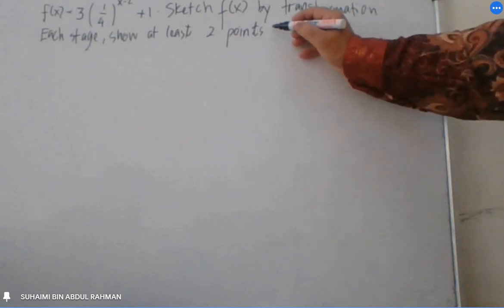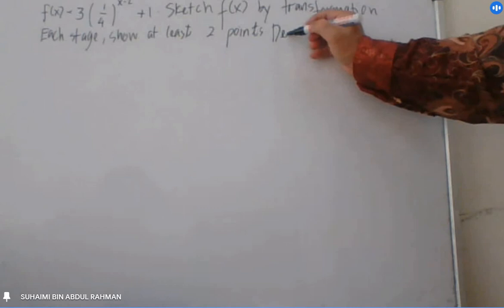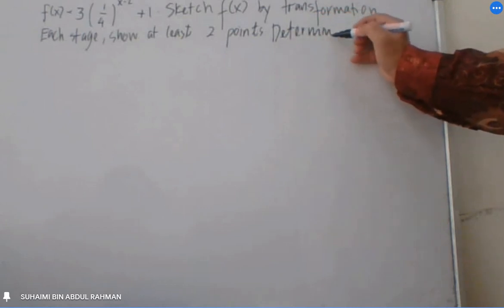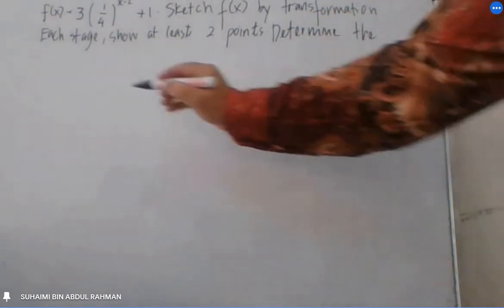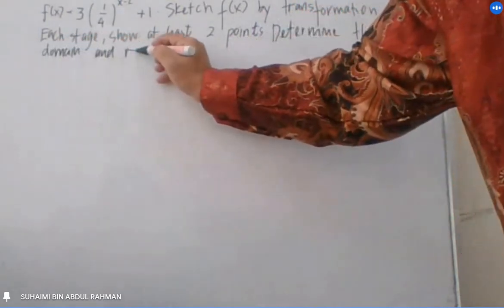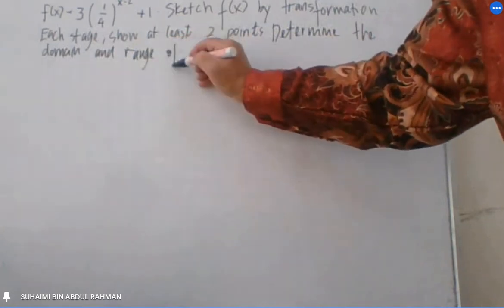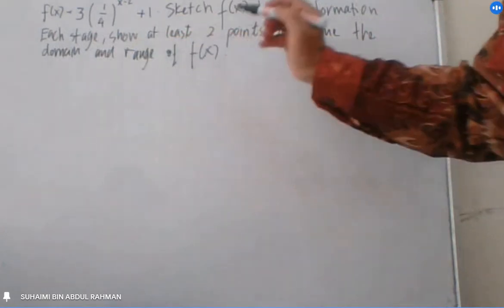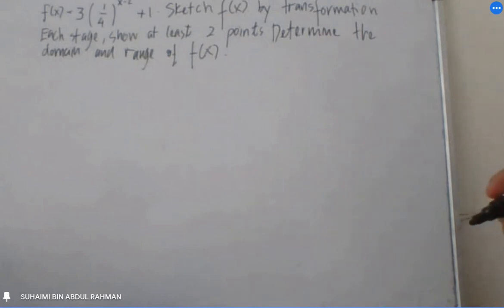And then determine the domain and range of the function f(x). We need to determine domain and range of the function f(x). We want to sketch the function 3 times (1/4) power of x minus 2, plus 1.